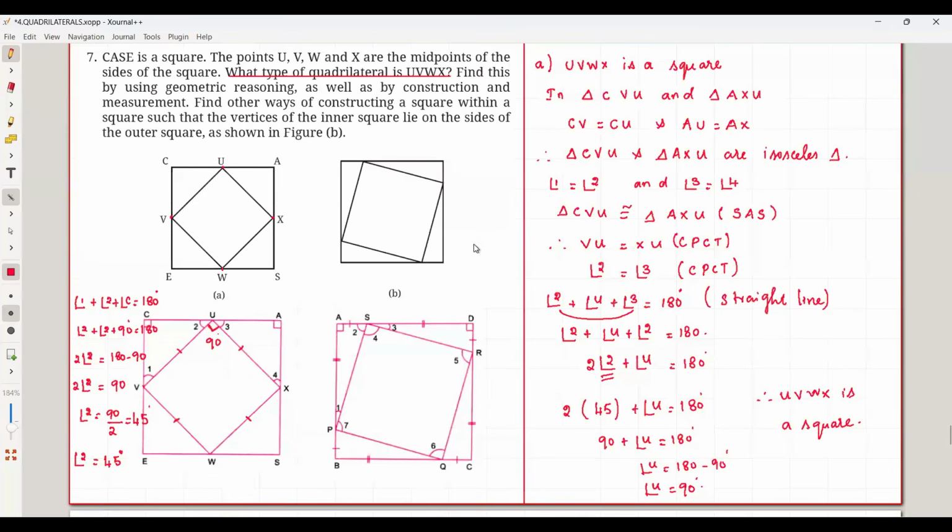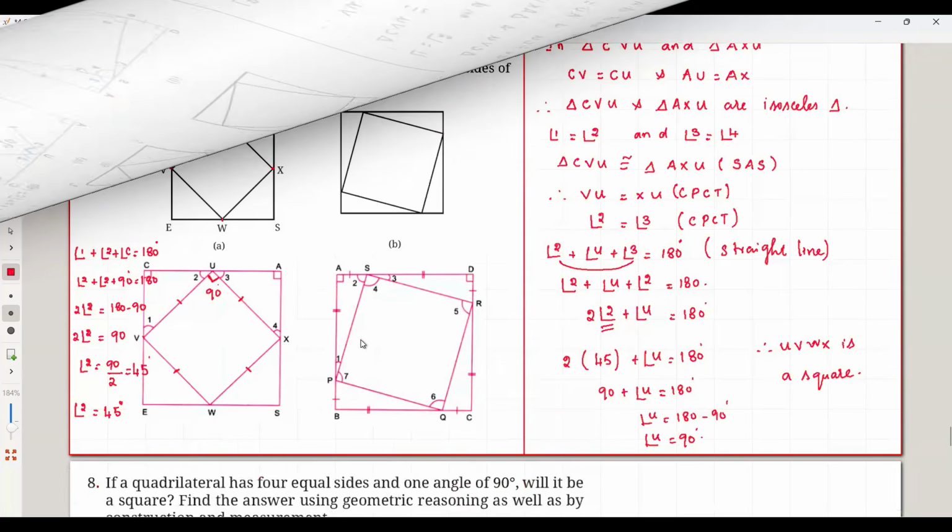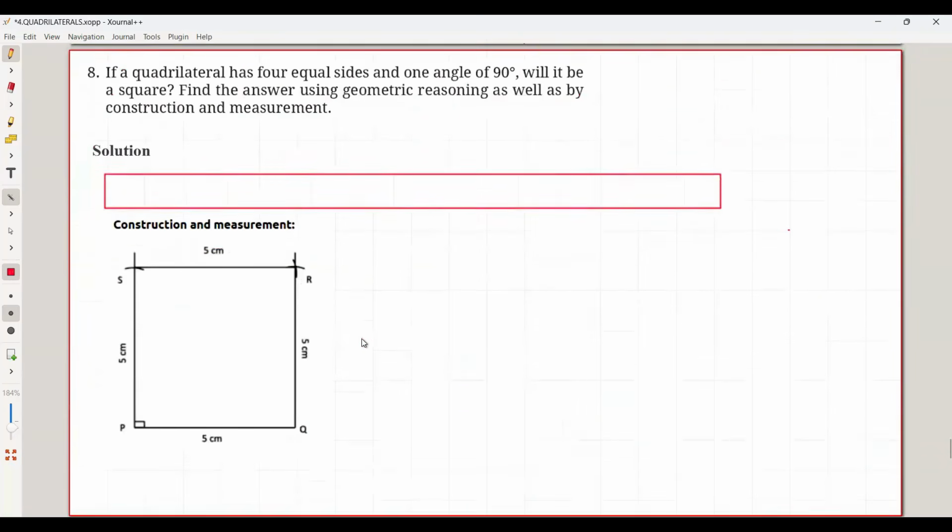The same process we have to do for one more question also. This I am not doing; I am just giving the construction alone. They ask us to find another way of constructing a square within the square, such that the vertices of the inner square lie on the sides of the outer square as shown in figure B. Here also I have given all the markings. In the same way you have to prove these two triangles are congruent and that angle 4 is equal to 90 degree. This you can try by yourself. So quickly I'll go to the next question, question number 8.